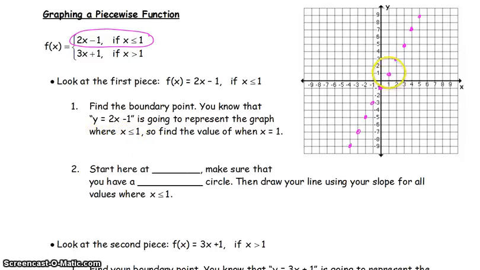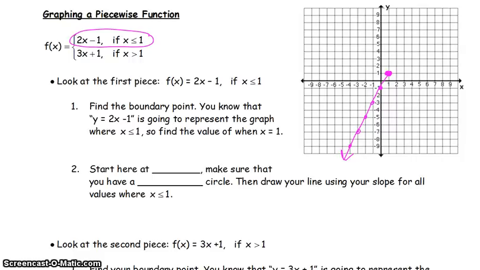So here is when x is equal to 1. Because it's less than or equal to, I'm going to have that closed circle, but I want to ignore everything that has x values that are greater than 1, because my domain is less than or equal to 1.